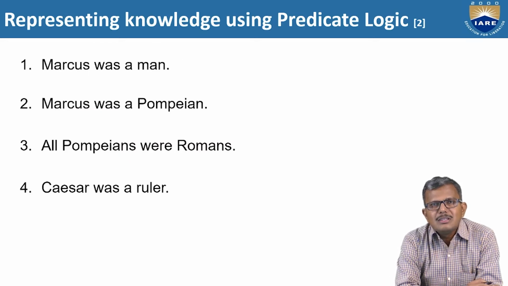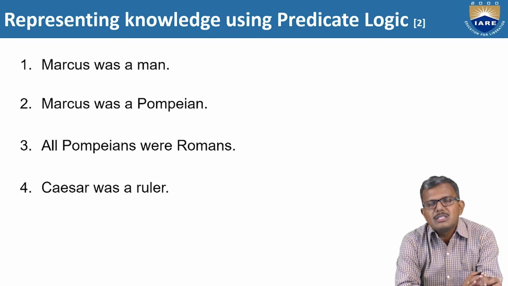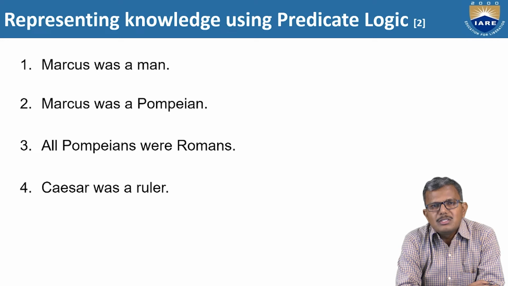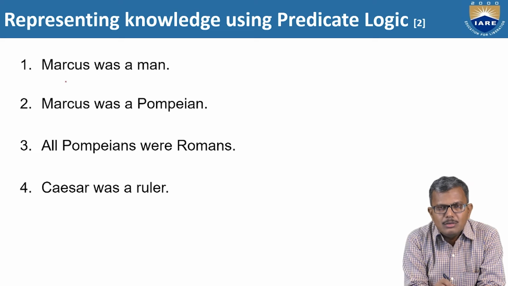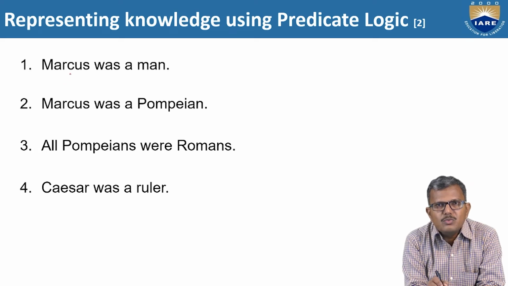Now we will try to see some examples of how to convert the English representations, or we can say some propositional logic representations, into predicate logic. These are the examples we have taken from the textbook. What is the first one? Marcus was a man. This is a sentence, so I want to represent it in propositional logic.